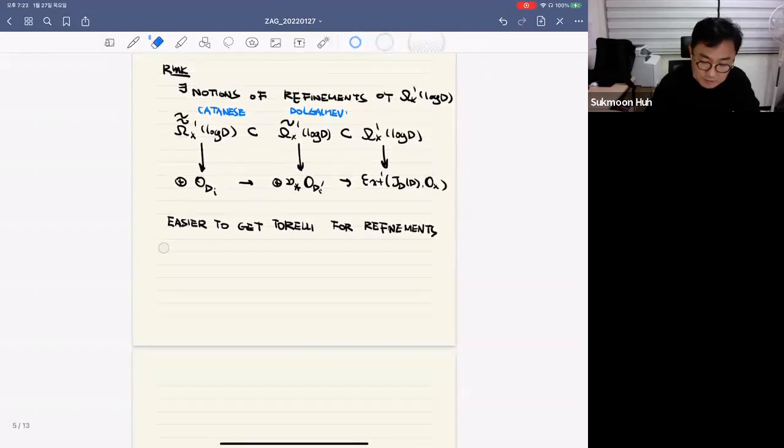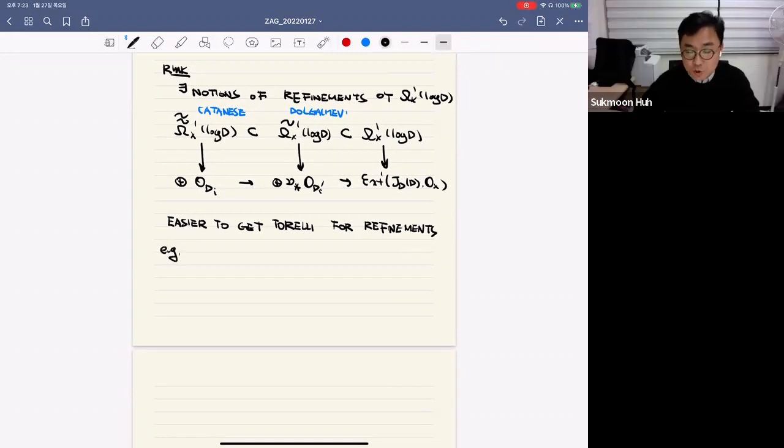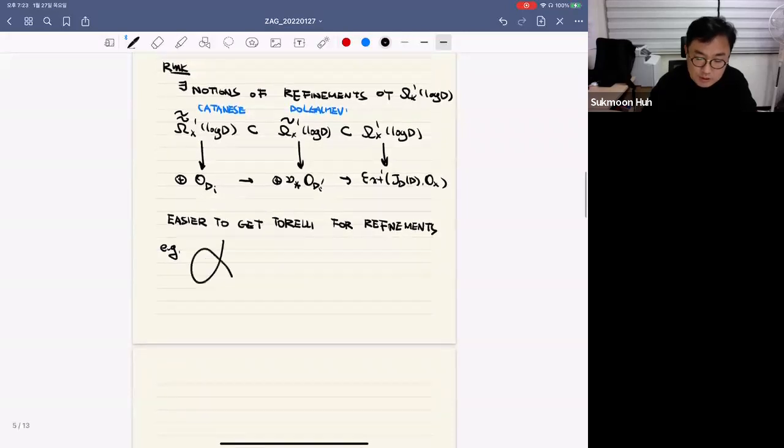Right. For example. Oh, excuse me. So for normal crossing divisors, they are all the same? For simple normal crossing, they are the same. For normal crossing divisors, with some extra condition, Dolgachev's notion is the same as Deligne's notion. So for example, if you consider the plane nodal cubic curve, this has normal crossing. So in this case, Dolgachev's and Deligne's notions are the same, but Catanese's notion is different.